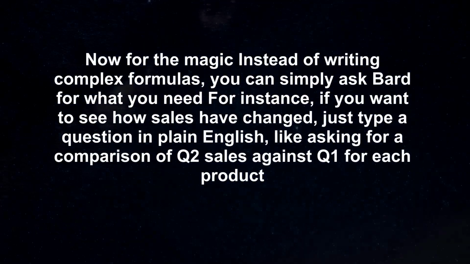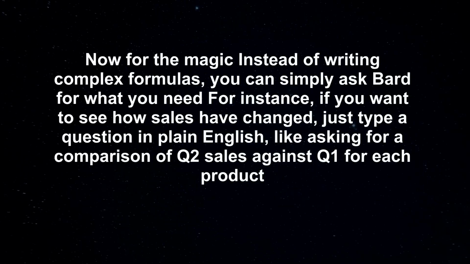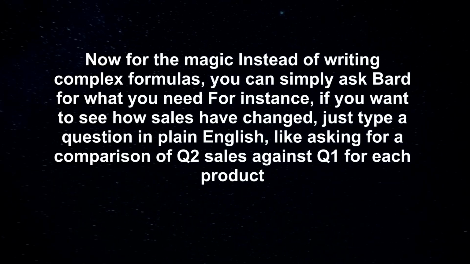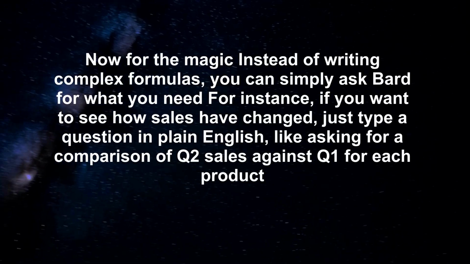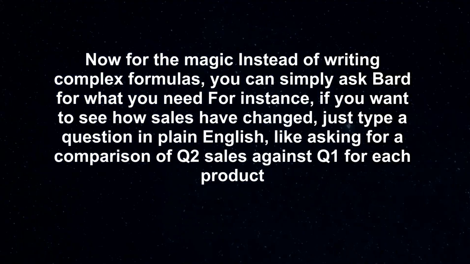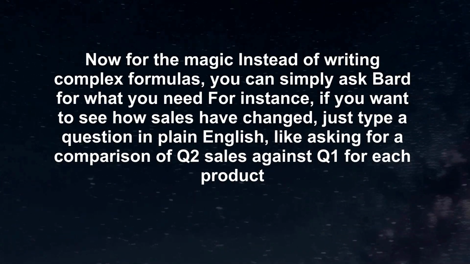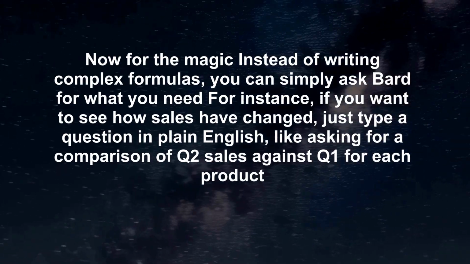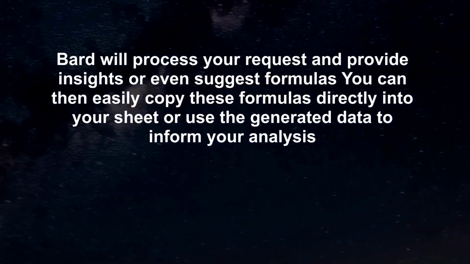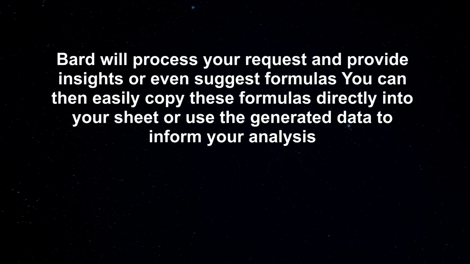Now for the magic. Instead of writing complex formulas, you can simply ask BARD for what you need. For instance, if you want to see how sales have changed, just type a question in plain English, like asking for a comparison of Q2 sales against Q1 for each product. BARD will process your request and provide insights or even suggest formulas.